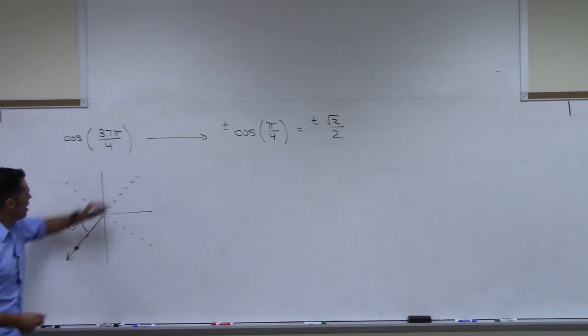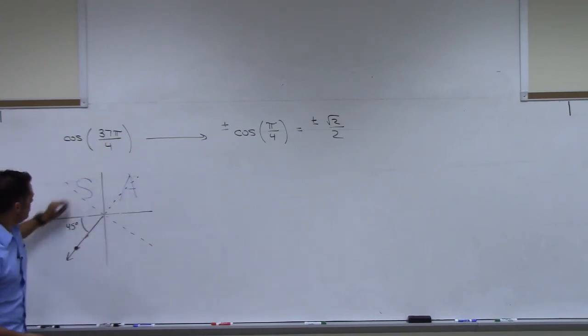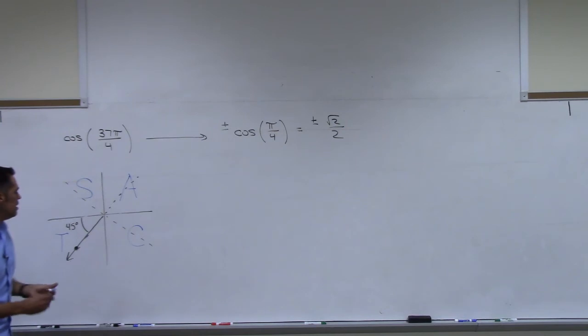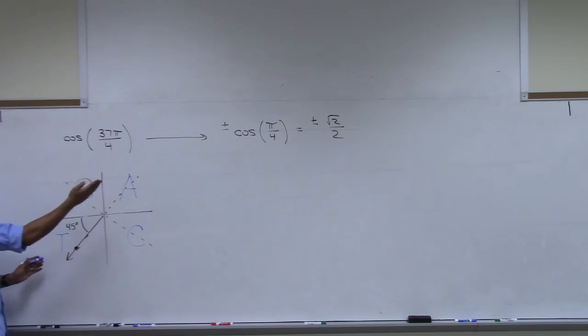Because I'm in the all students take calculus, the only trig function that's positive here is tangent. And I'm asking for cosine, so it's got to be negative.